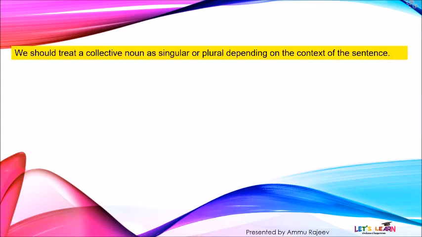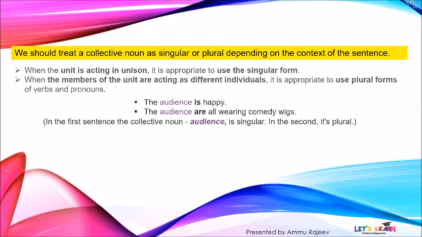We should treat a collective noun as singular or plural depending on the context of the sentence. When the unit is acting in unison, it is appropriate to use the singular form. And when the members of the unit are acting as individuals, it is appropriate to use the plural form of the verbs and pronouns. Take a look at the example cited below to understand it better.